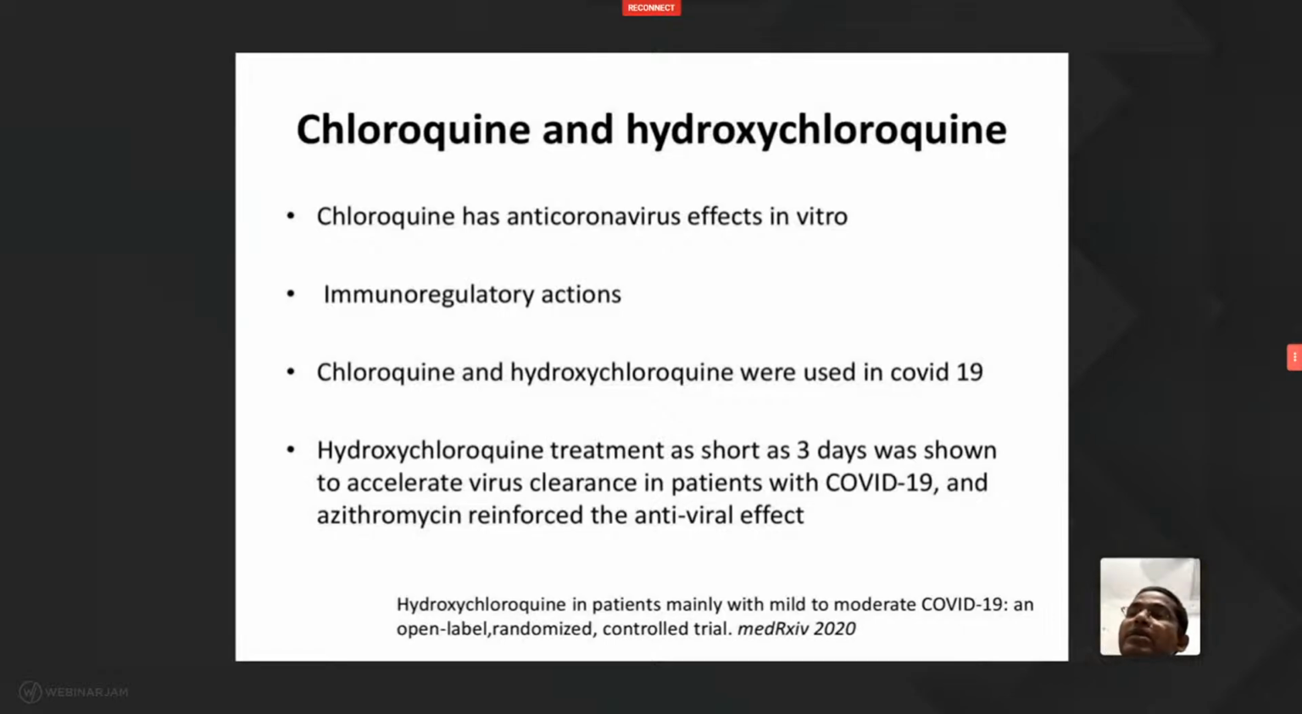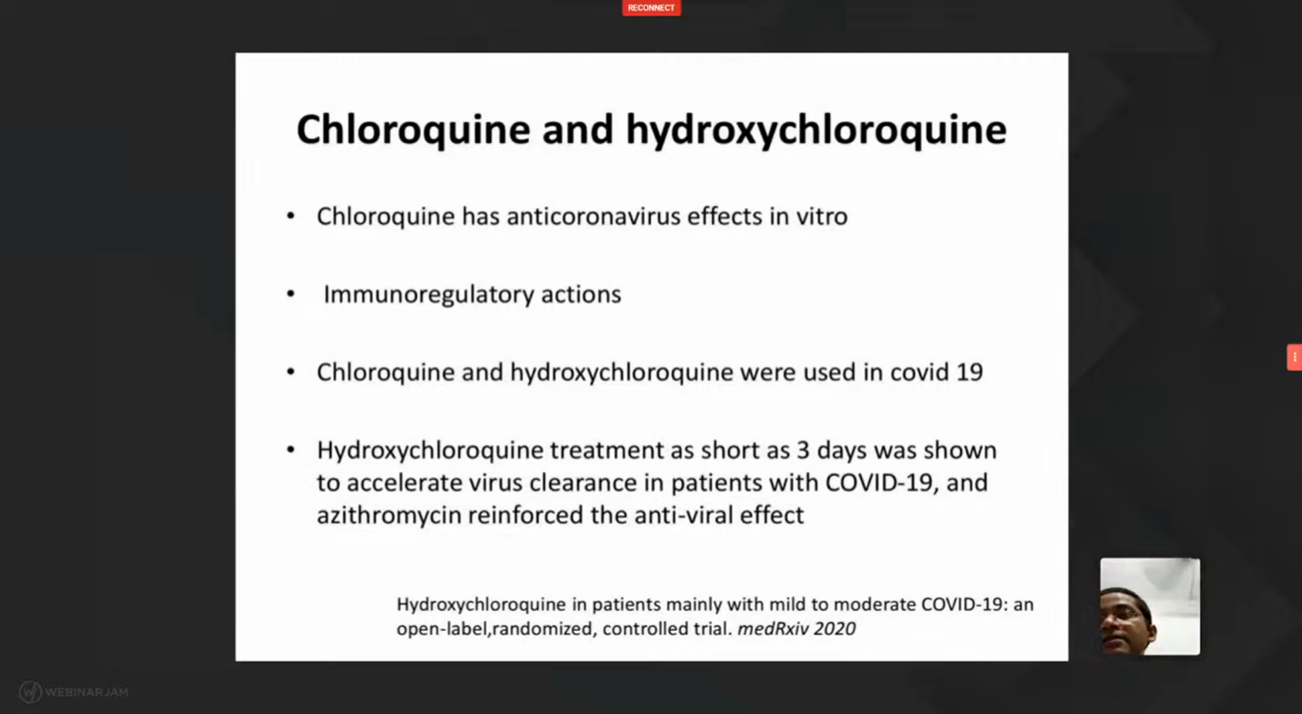There are many mechanisms of action: it inhibits binding to the ACE2 receptor. It changes the pH of the local area so that virus multiplication is prevented. Chloroquine and hydroxychloroquine were used in COVID-19 from the initial stage, according to the ICMR guideline. Initially it was also used for preventive therapy, and in mild to moderate cases you can use it till now.